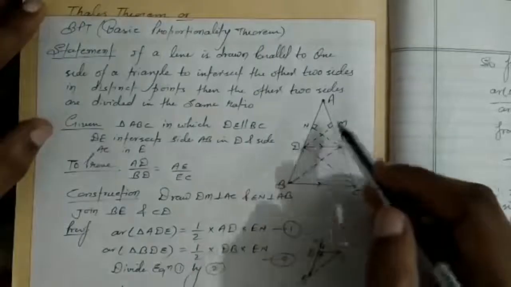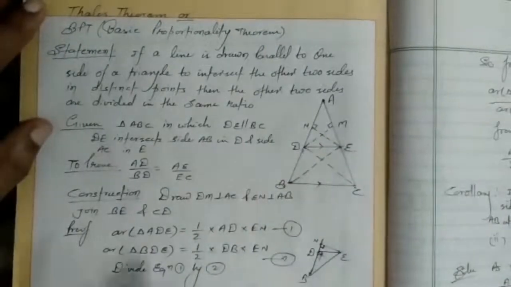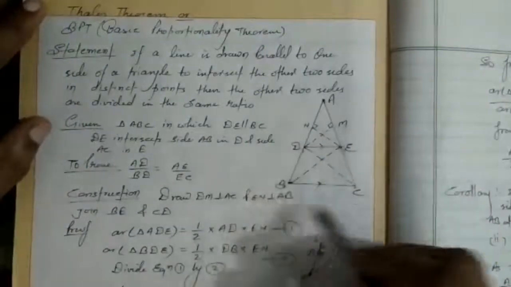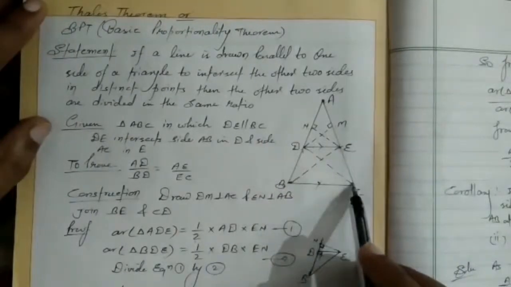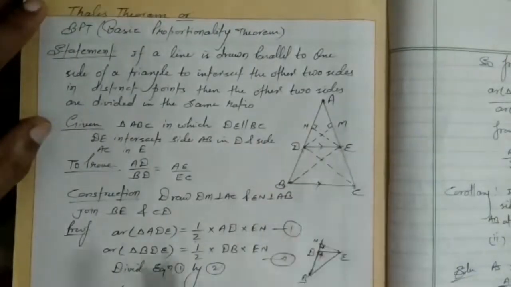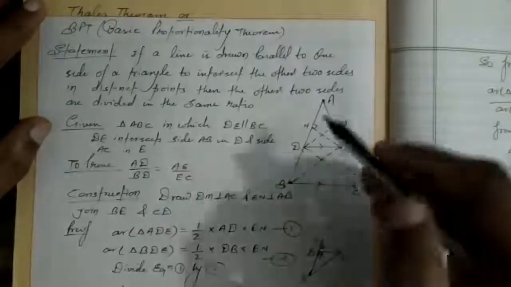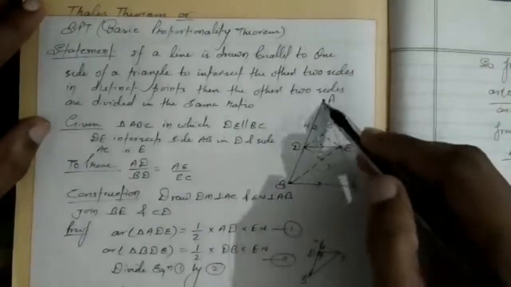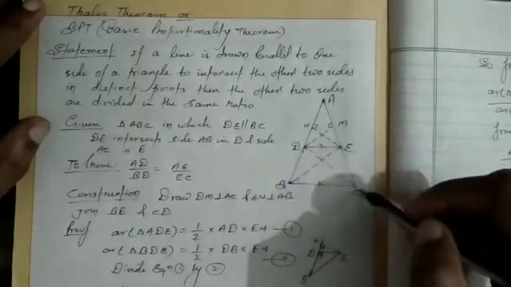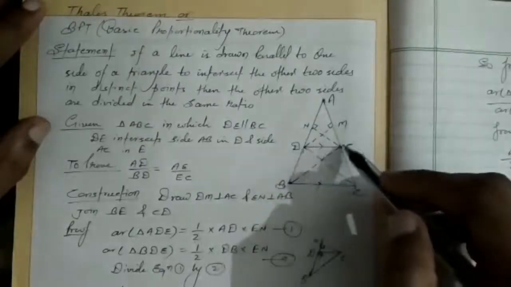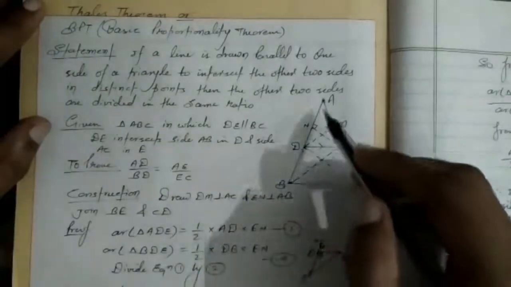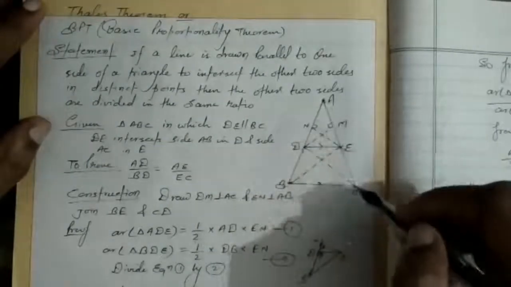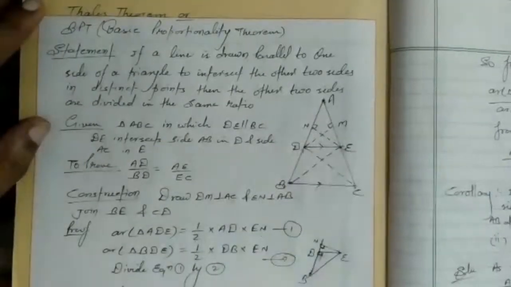You can see here, this is a triangle ABC. BPT says that in triangle ABC, if a line DE is drawn parallel to one side of the triangle, BC, and the line DE intersects lines AB and AC of the triangle at two distinct points, then the line DE will divide AB and AC in the same ratio. Fine.